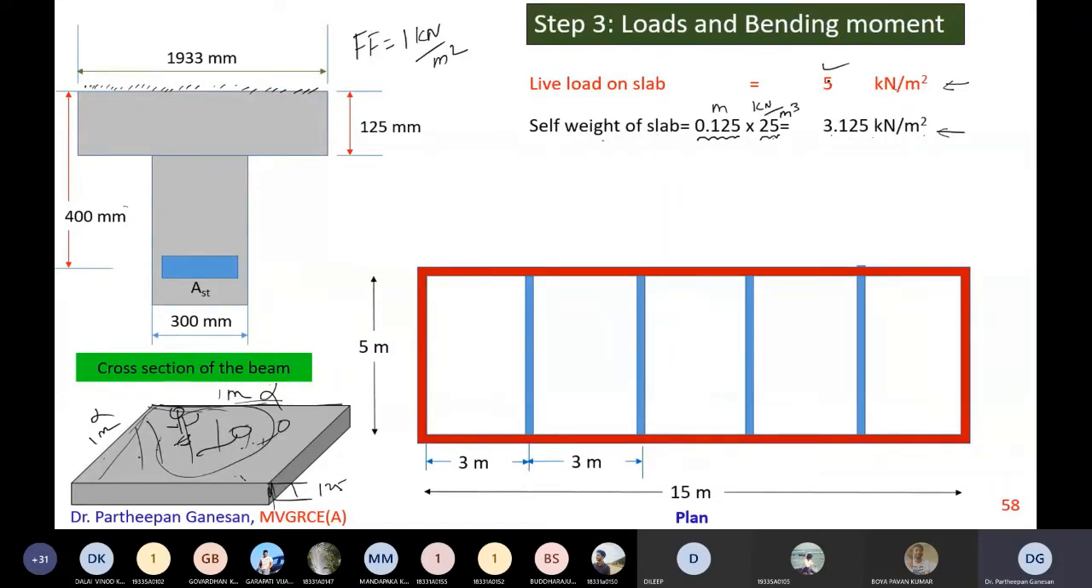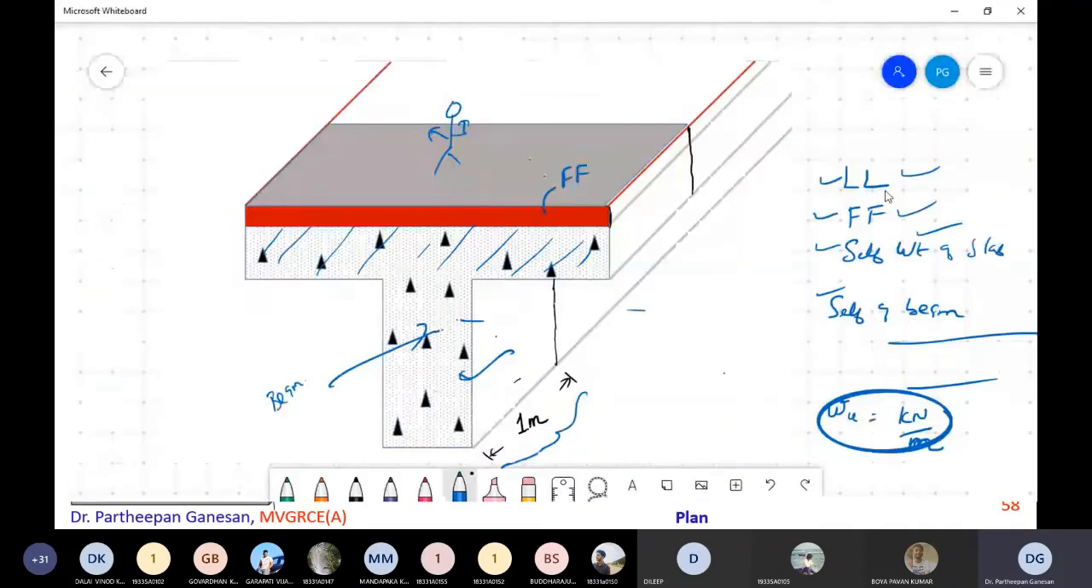For example, here I have 5 and 3.125, and I want to make it a whole number including the floor finish. So I am taking floor finish as 0.875, so that I will add this 0.125, 0.875 will become 1. Is that clear? So either you can take 1, or if you want to make this a whole number, I will take the appropriate value. If you calculate all these things, this is coming out to be 9 kilonewton per meter square.